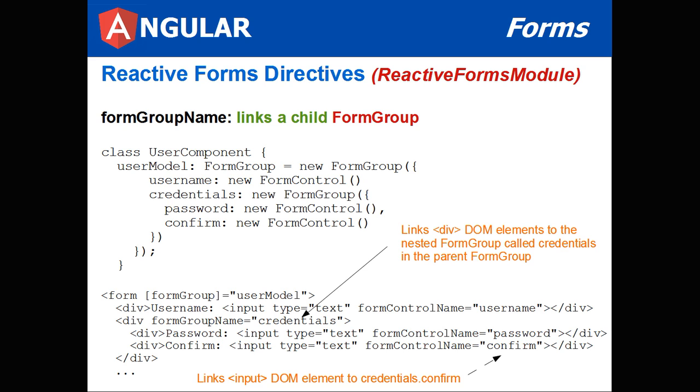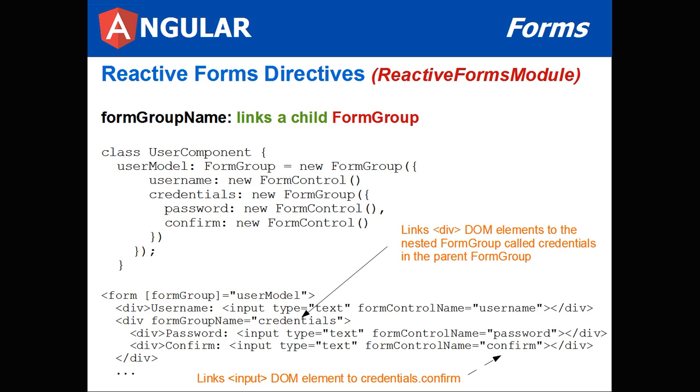Now, I'm looking at credentials here, and I'm thinking namespaces, because my user model is a form group, and I use my user model to point to the form group, and I could use the control name to point to username, but I have to use form group name to point to the credentials form group.